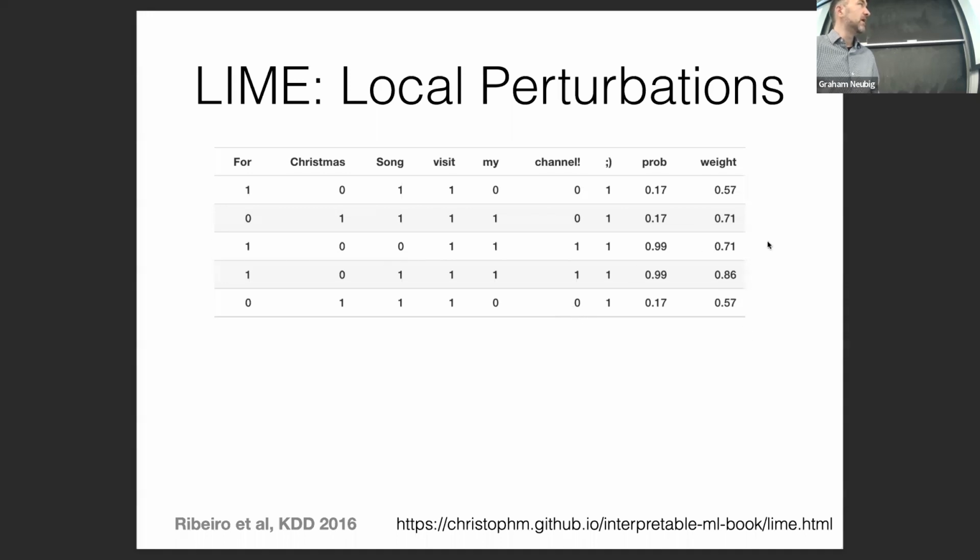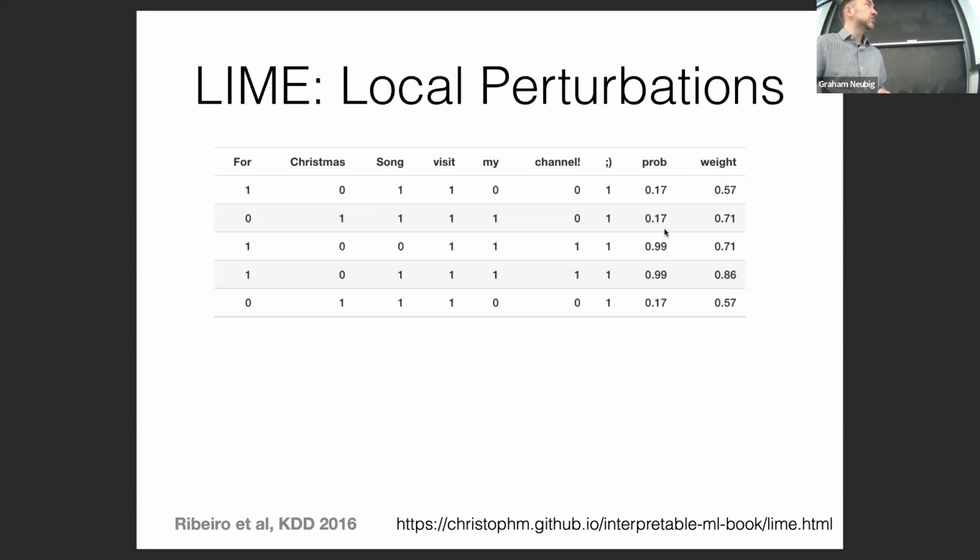We then add a weight to each of the examples based on how much we've perturbed them. The idea is we want to find examples that are close to the prediction that we're trying to interpret. So by weighting the ones that are closer together, we're upweighting the things that are close to this output. And then we have a probability here, which is essentially what the original model predicted for these.